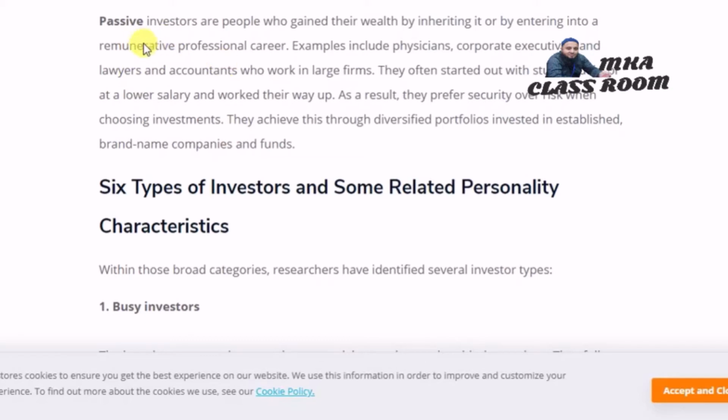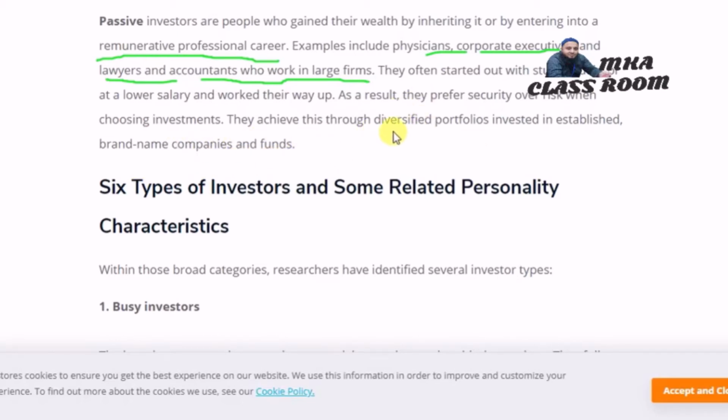Passive investors are people who gained their wealth by inheriting it or by entering into a remunerative professional career. That means they are in a job. Examples include physicians, corporate executives, and lawyers and accountants who work in large firms. They often started out with student debt or a lawyer's salary and worked their way up. As a result, they prefer security over risk when choosing investments. They achieve this through diversified portfolios invested in established and brand name companies and funds.